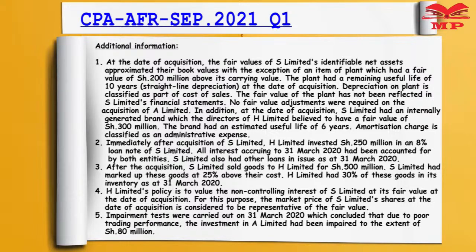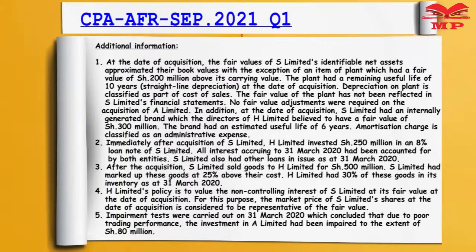In addition, at the date of acquisition, S Limited had an internally generated brand which the directors of H believed to have a fair value of 300 million shillings. The brand had an estimated useful life of 6 years. Amortization charge is classified as an administrative expense. So if you are given the classification of expense according to functions, you must follow that when doing consolidation.